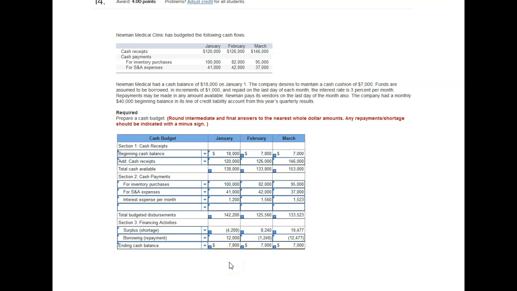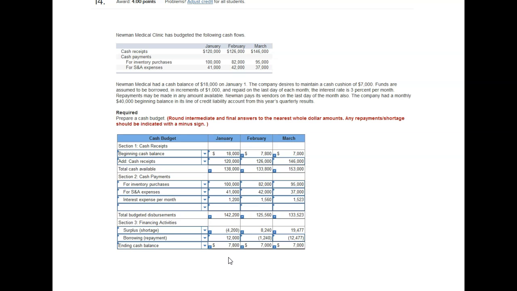So just to get this started, if we add 7,000 where we want to be to the negative 4,200 that we think we're going to have, take the minus signs away. We have to go from a negative 4,200 to at least $7,000. Add 7 to that, that's $11,200. So we have to borrow at least $11,200 to get to a cash balance at the end of 7,000.